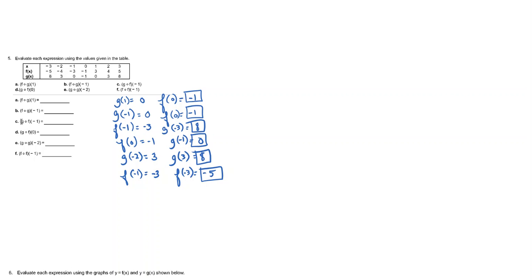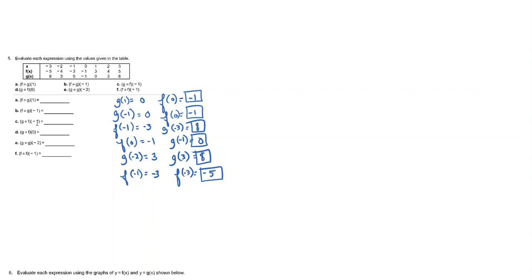For letter B, f of g of -1. So I'm going to start at -1. I'm going to go to -1 on the x, go down to g. That's equal to 0. G of -1 is 0. Now I'm going to go back to the x line, go to 0, and I want to go to f. F is -1, so I'm there. So those seemed very similar.